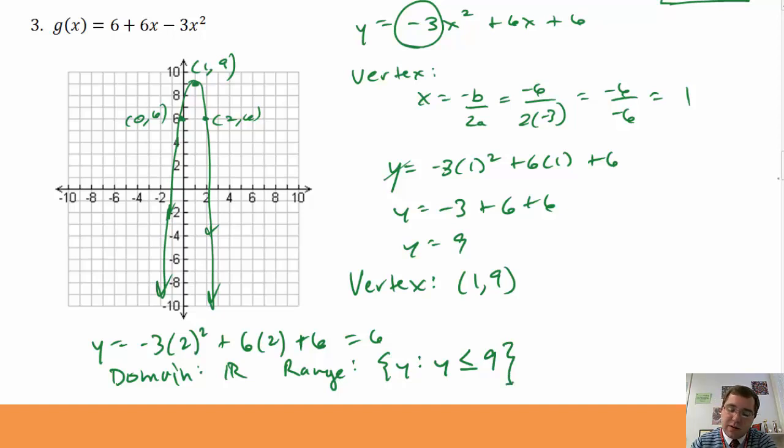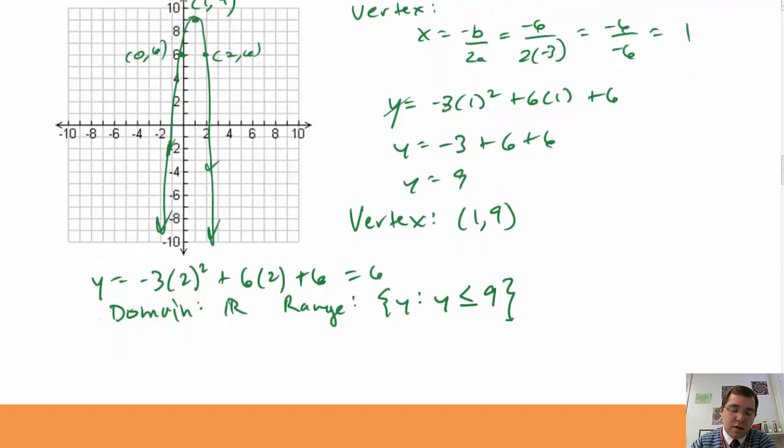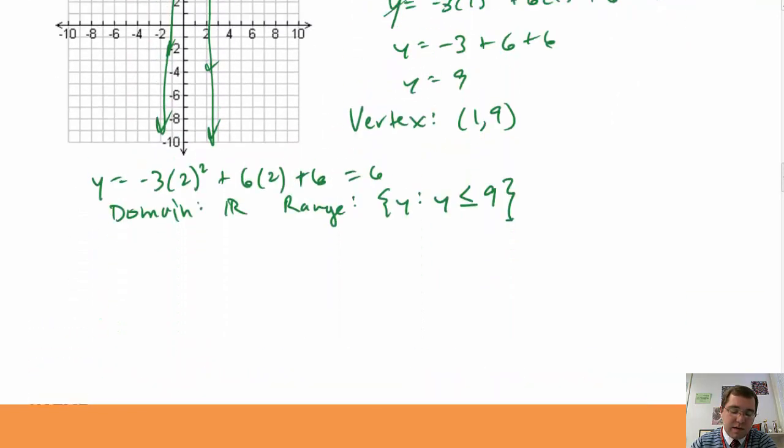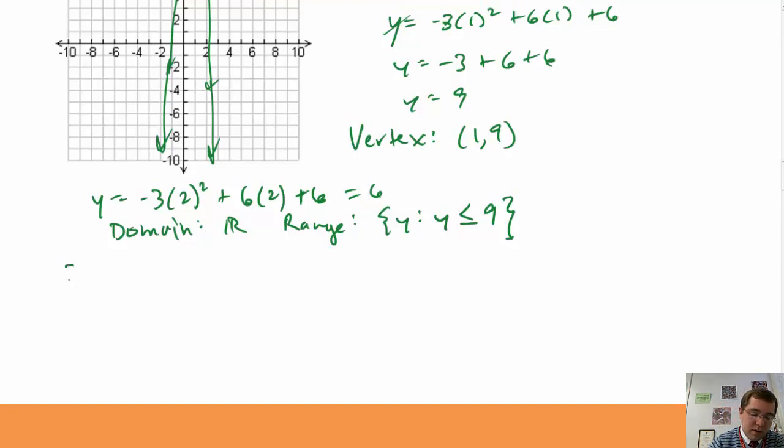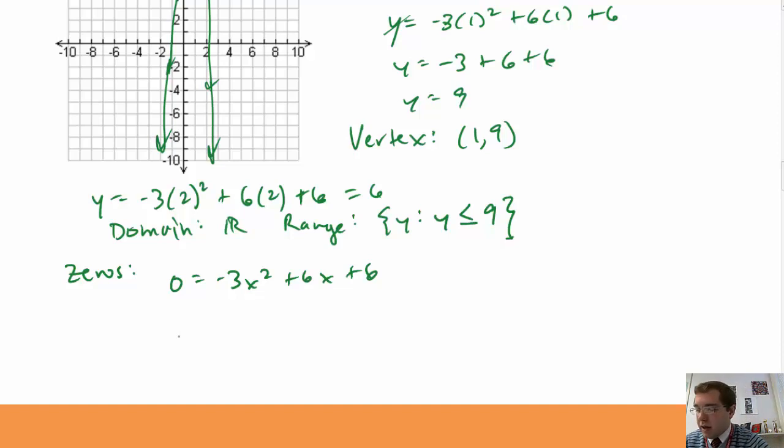Alright, what about the zeros? Well, let's solve for them. So 0 equals negative 3x squared plus 6x plus 6. And notice I can divide everything by negative 3. And so 0 will equal x squared minus 2x minus 2. And that makes it easier to solve.